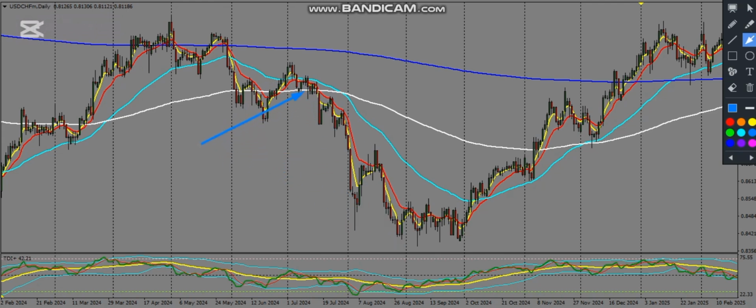This strategy only works in trending markets. If you use this strategy in choppy markets, you will lose. This strategy works in trending markets.